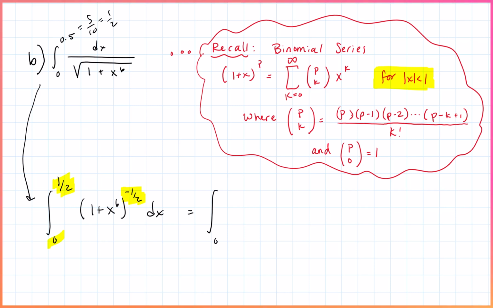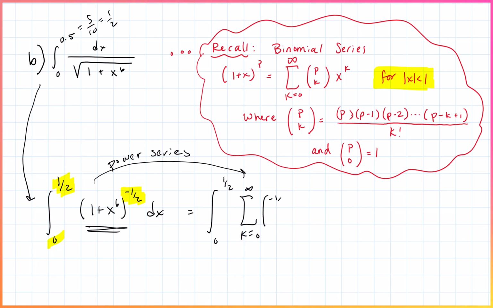This is the integral from 0 to 1/2. So we're going to take this and represent it as a power series. Then we're going to integrate it, plug in the values, and estimate it to within 1 over 10 to the fourth. Same instructions as the previous example. So this can be represented as a power series from k equals 0 to infinity of negative 1/2 choose k. Now, in this case, the x that we're plugging in is x to the 6th.